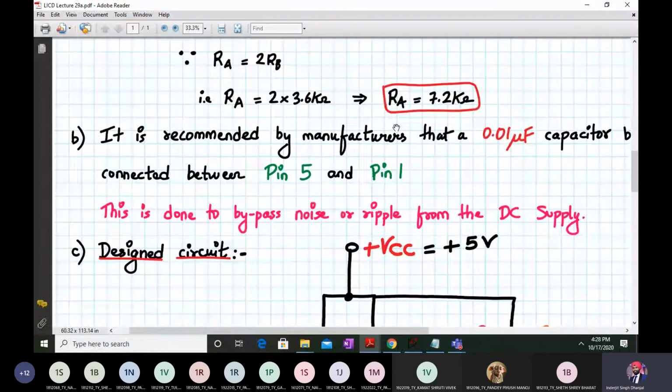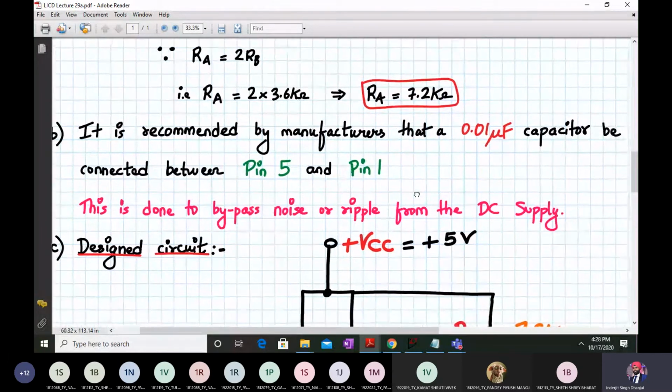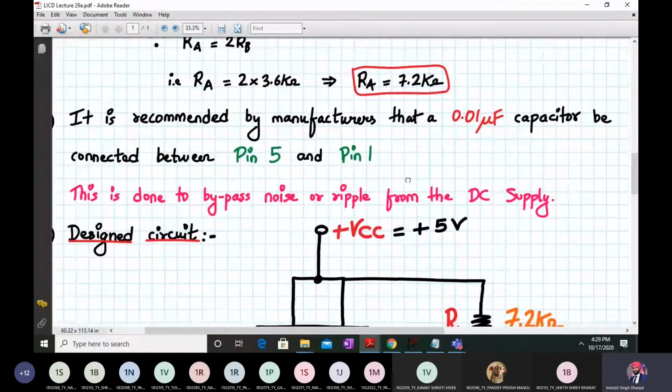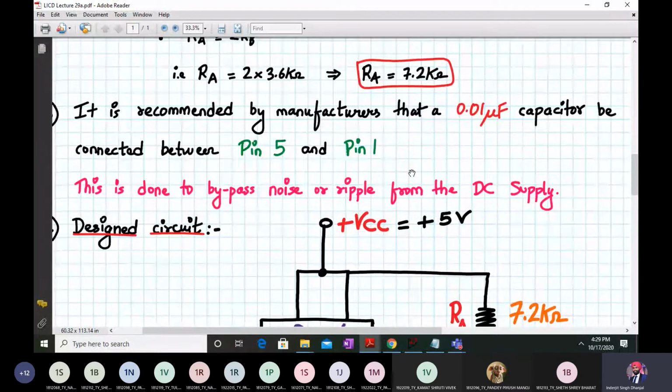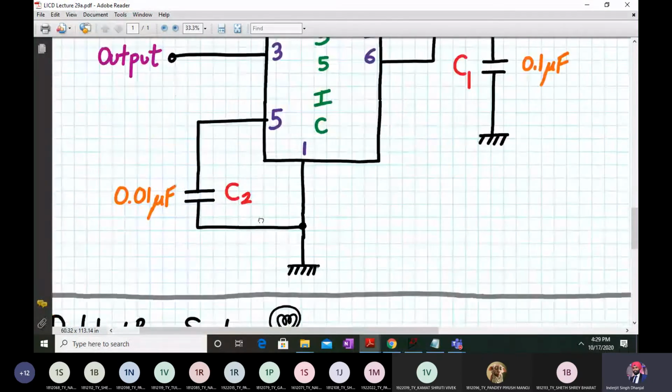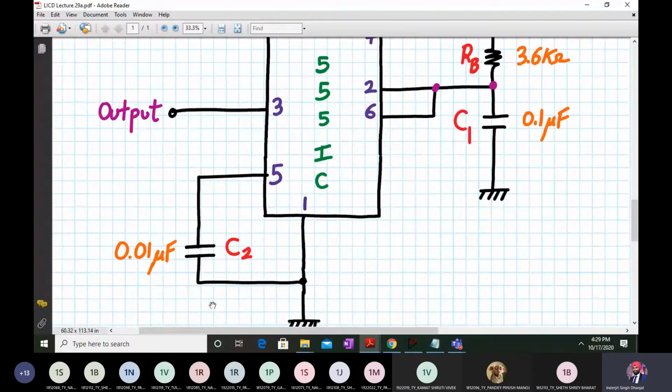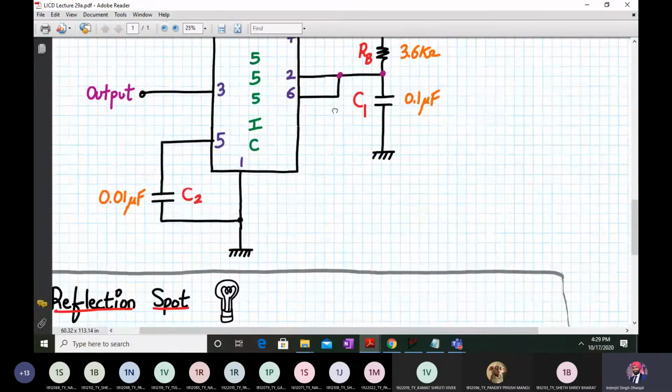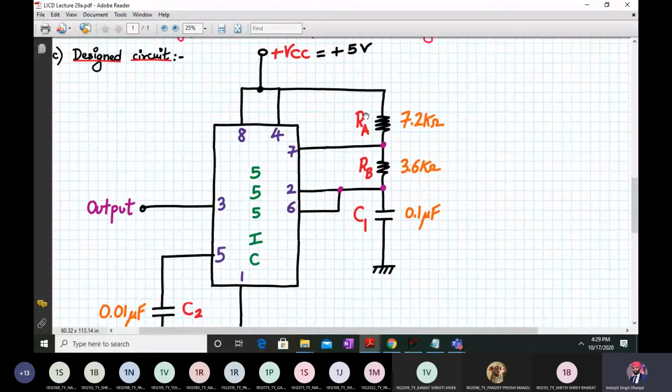Now this is the same as the previous one also. It is recommended by manufacturers that a 0.01 microfarad capacitor be connected between pin number 5 and 1. I told you no pin should be left unconnected. This is done to bypass the noise or the ripple from the DC supply voltage. Normally in all the designs they connect this 0.01 microfarad capacitor. So this is my designed circuit. VCC is 5 volts, RA is 7.2, RB is 3.6, and C1 is 0.1 microfarad. And we measure the output at pin number 3.